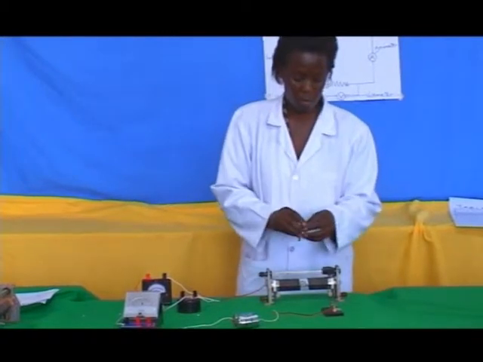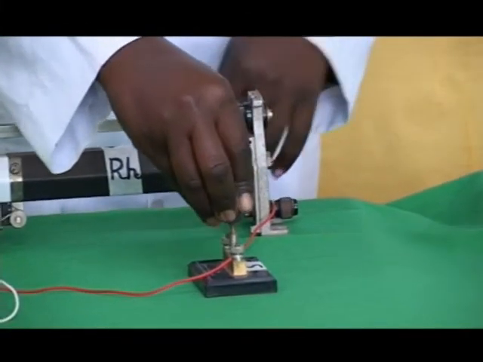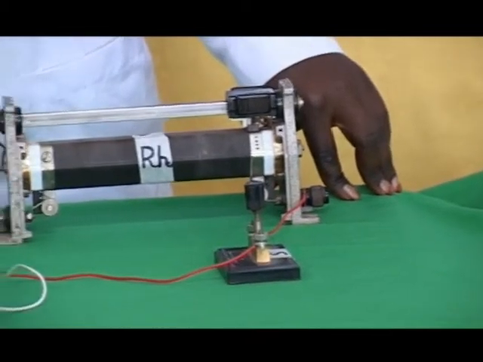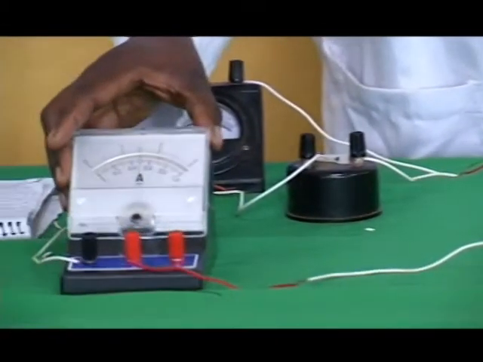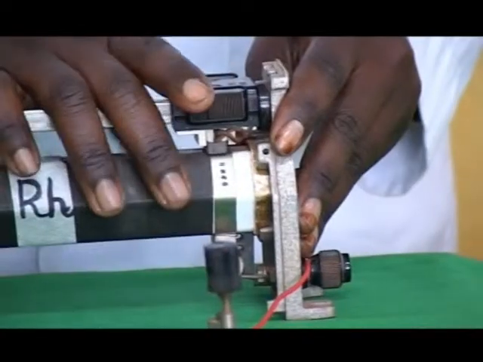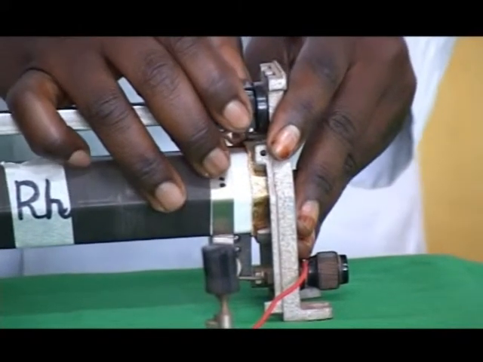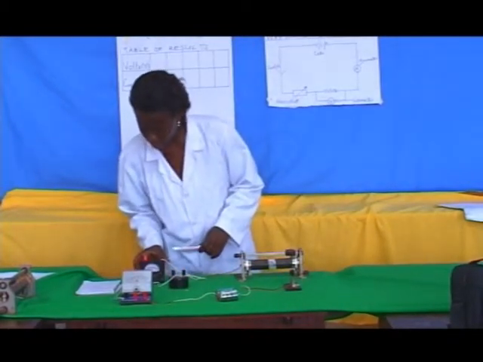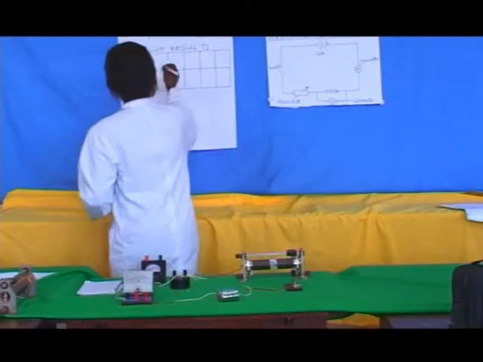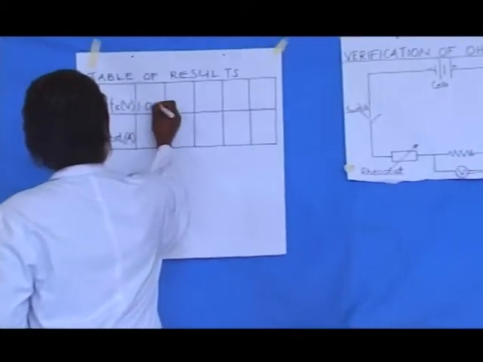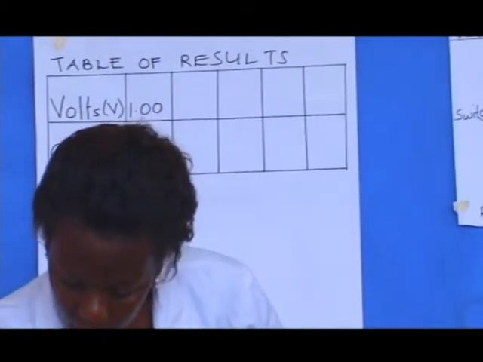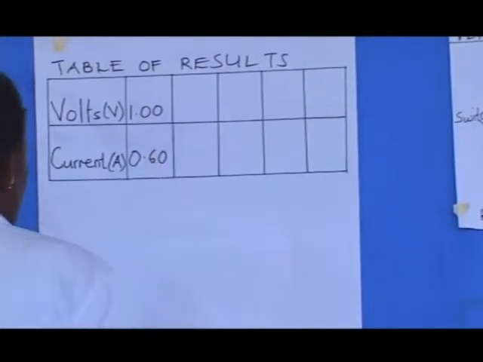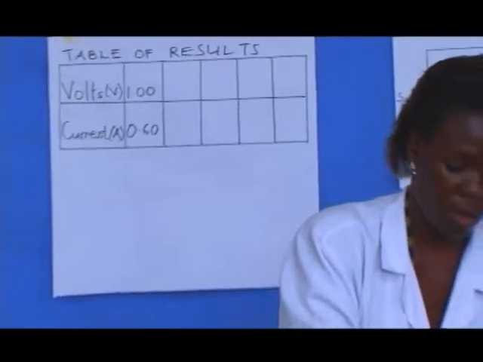Then close the switch. Observe what is happening in the ammeter and in the voltmeter. It means that the current is flowing. Then adjust the rheostat and read the voltmeter and ammeter. The voltmeter reading is 1 and the ammeter reading is 0.6. And remove the switch.